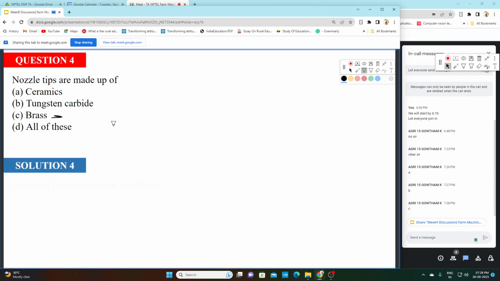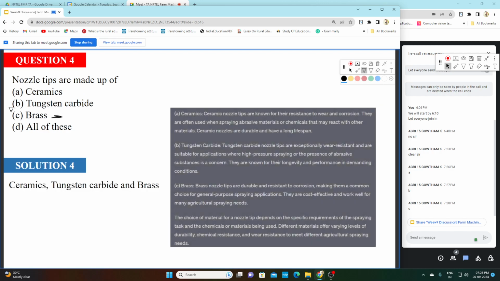Okay, so what happens is nozzle tips are made up of all three components: A, B, C, that is brass, tungsten carbide, and ceramics. Brass, why are we using brass? Because these are durable and resistant to corrosion, and this makes them a common choice for general purpose application. They are cost effective and work well with agricultural spraying needs.